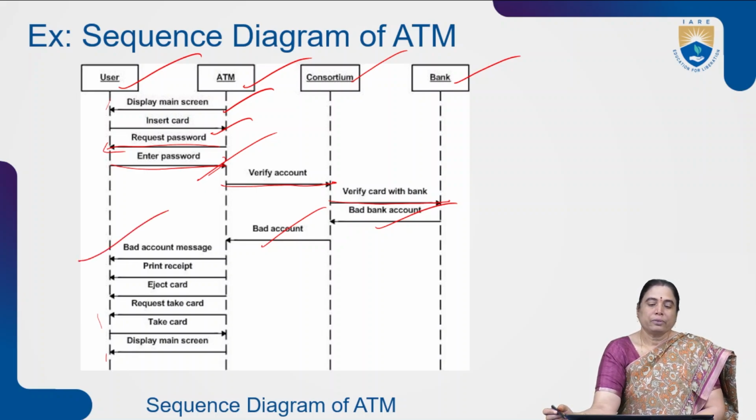So like this, the sequence of activity that can be performed during transaction execution between the objects through message passing is modeled over the lifetime of the objects in the sequence diagram.